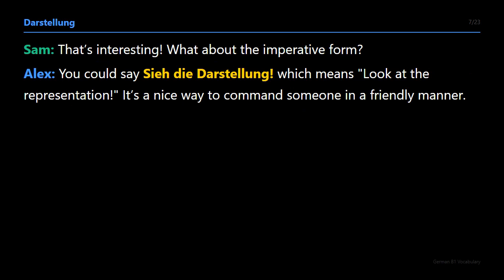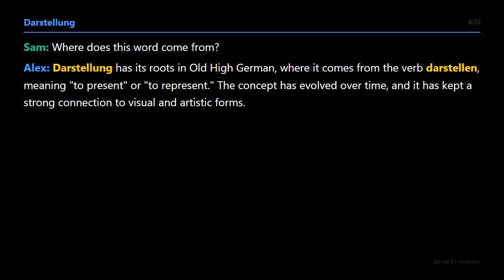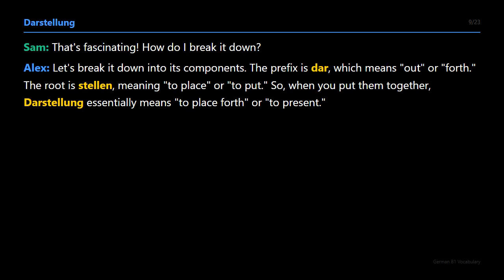Where does this word come from? Darstellung has its roots in Old High German, where it comes from the verb darstellen, meaning to present or to represent. The concept has evolved over time, and it has kept a strong connection to visual and artistic forms. That's fascinating. How do I break it down?